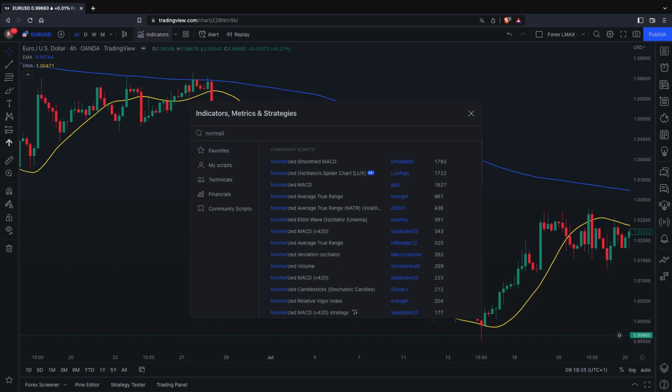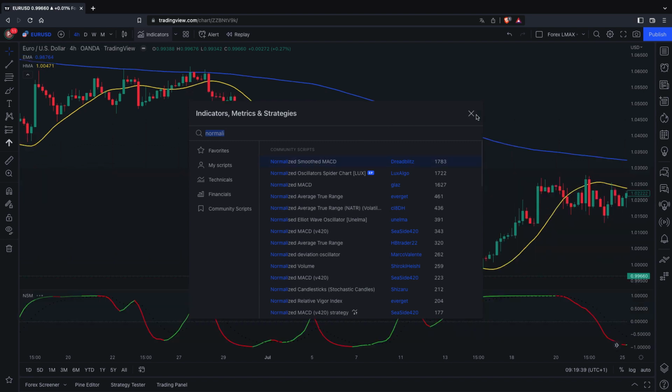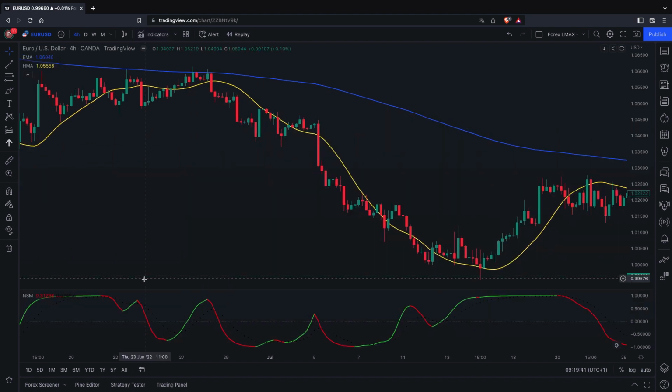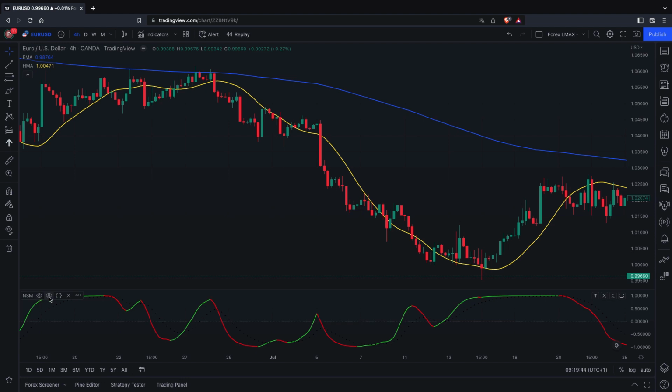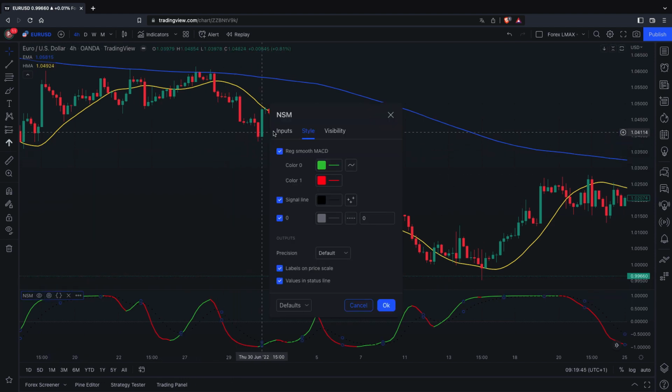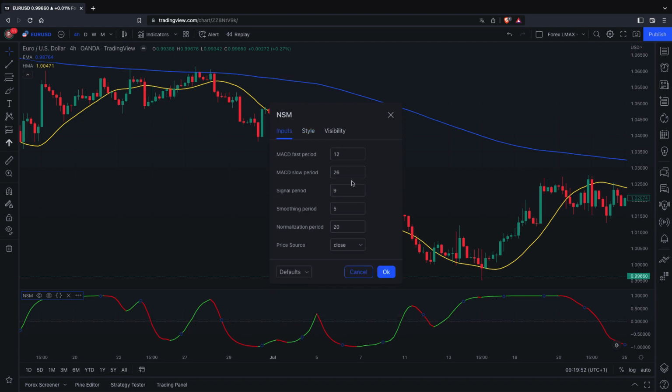Normalized smooth MACD, NSM, by Dreadblitz. This is a MACD normalized with its highest and lowest values over the last normalization period. We only have to change the smoothing and normalization periods to 30.